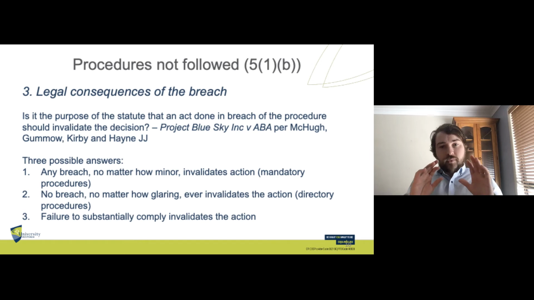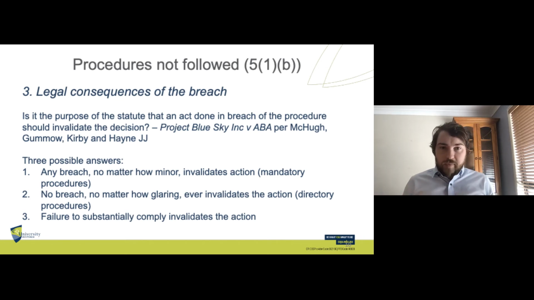So the court concluded that, yes, Clause 9 of the Standards of Conduct is not consistent with the requirements of 160D, but it wasn't the purpose of 160D to invalidate decisions that didn't comply with it. And so that decision was not invalid. So Clause 9 could stand on its own, even though it didn't afford equal treatment to Australian and New Zealand broadcasters.